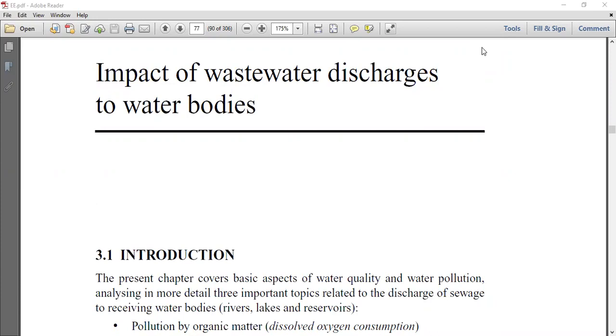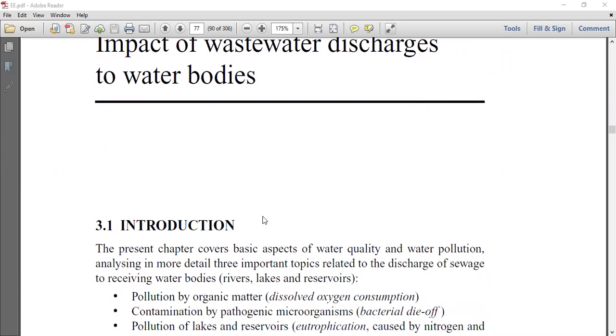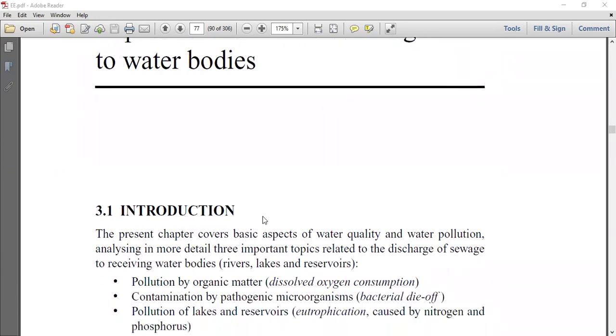The present chapter covers a basic aspect of the water quality and water pollution, analyzing in more detail three important topics related to discharge of sewage to receiving water bodies. First is pollution by organic matter. Second is contamination by pathogenic microorganisms, and the third is pollution of lakes and reservoirs. Okay, so these are the three major important topics which are related to the discharge of the sewage to receiving water bodies.